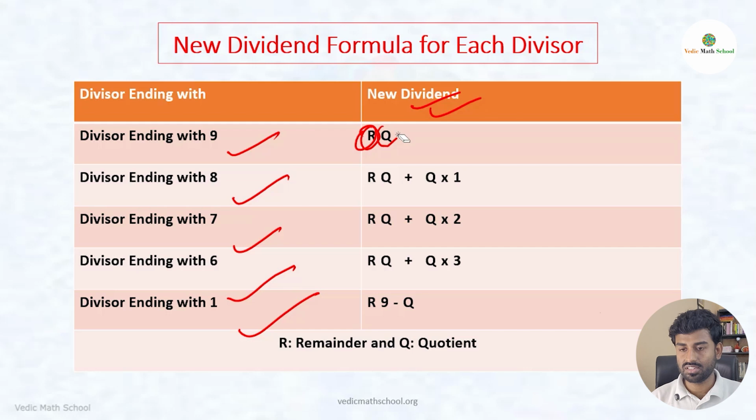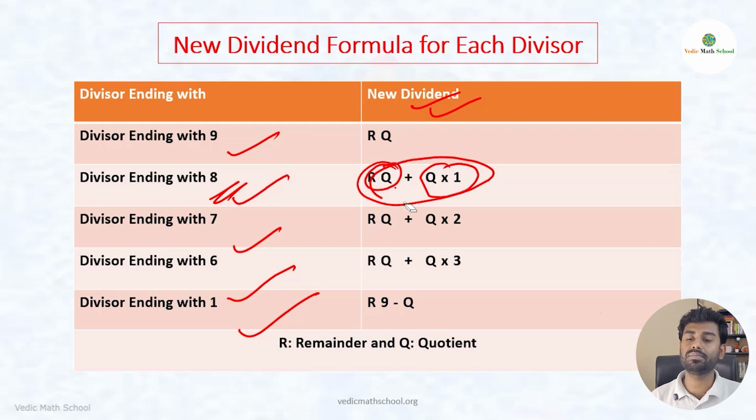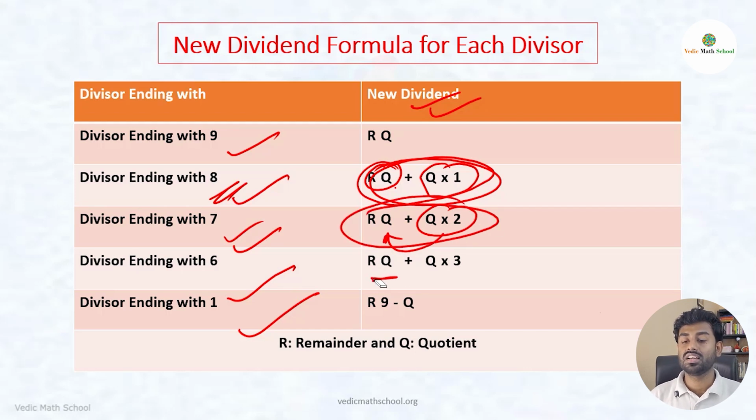Remainder and quotient. In the case of 8, we are not taking only remainder and quotient, but remainder and quotient plus the quotient multiplied by 1, which is added, and that will be the new dividend. In the case of 7, we multiply the quotient with 2 and add it. So the new dividend is the combination of both terms. In the case of 6, we multiply the quotient with 3 and add it, so it becomes combined.